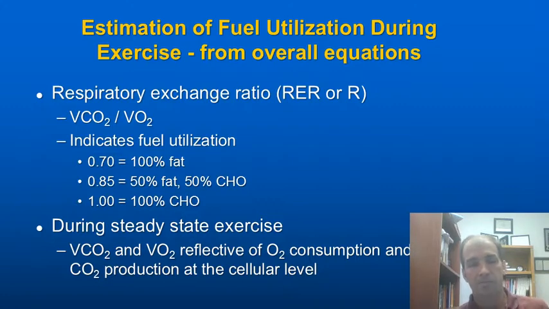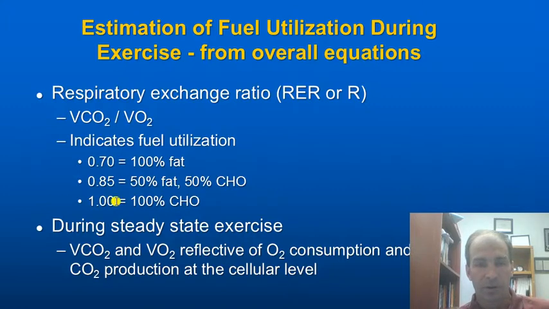Now, why is this important? Well, this will give us some value. In fact, there's a very limited range of values that it can actually give us. What we know is that if the RER value is 0.7, in other words, VCO2 divided by VO2 gives us the number 0.7, we know that we're using exclusively fatty acids to form ATP during exercise.